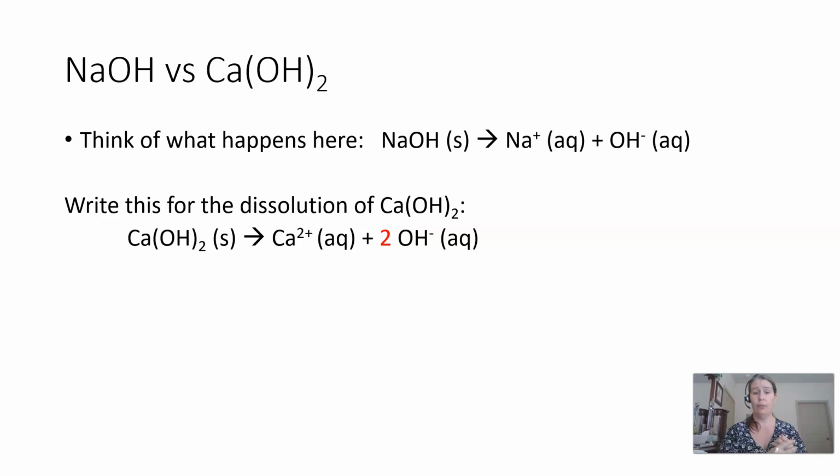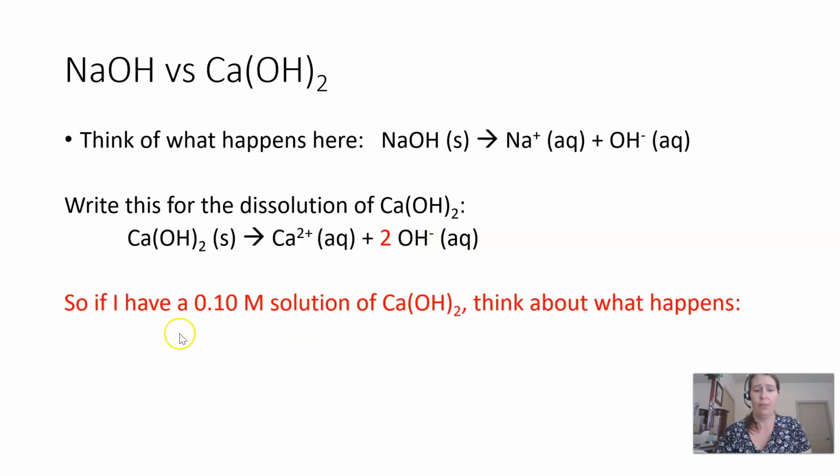So when I look at the formula, I can see from the subscript that 1 calcium hydroxide molecule is going to give me a calcium ion, but it will give me 2 dissociated hydroxide ions. So this is a different situation then.